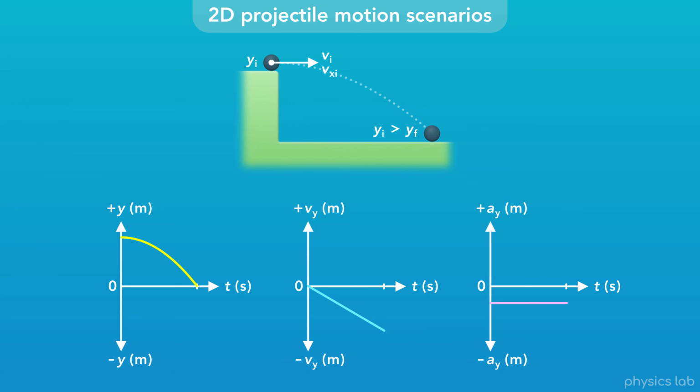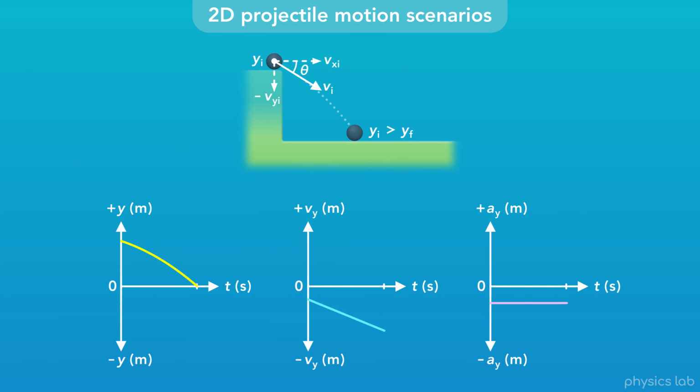If the launch angle is 0, so the initial velocity is horizontal, the y position starts at the maximum height with 0 slope, and then it decreases to 0. And the y velocity starts at 0 and increases in the negative direction. And finally, if the launch angle is below the horizontal, the y velocity starts out negative and increases in the negative direction. The y position starts with a negative slope and goes to 0.